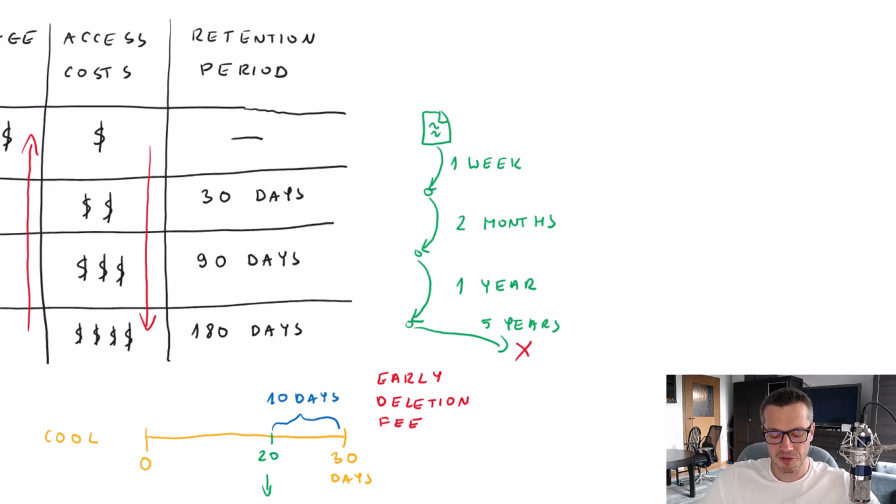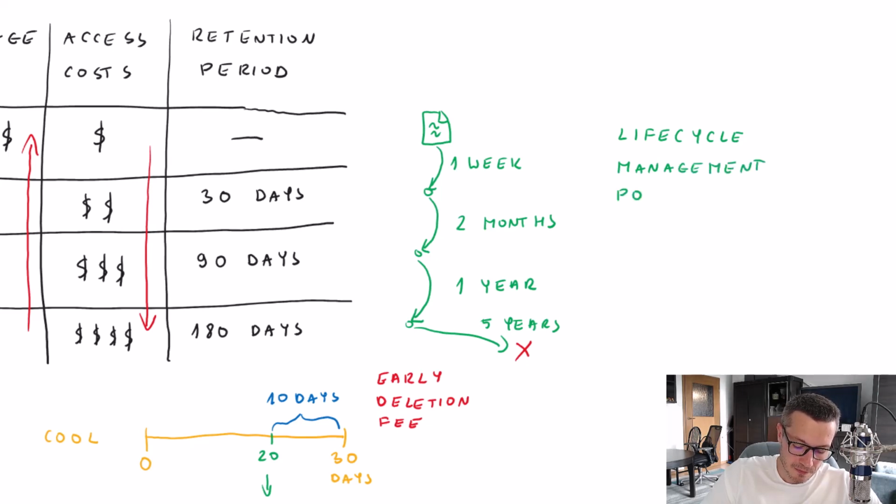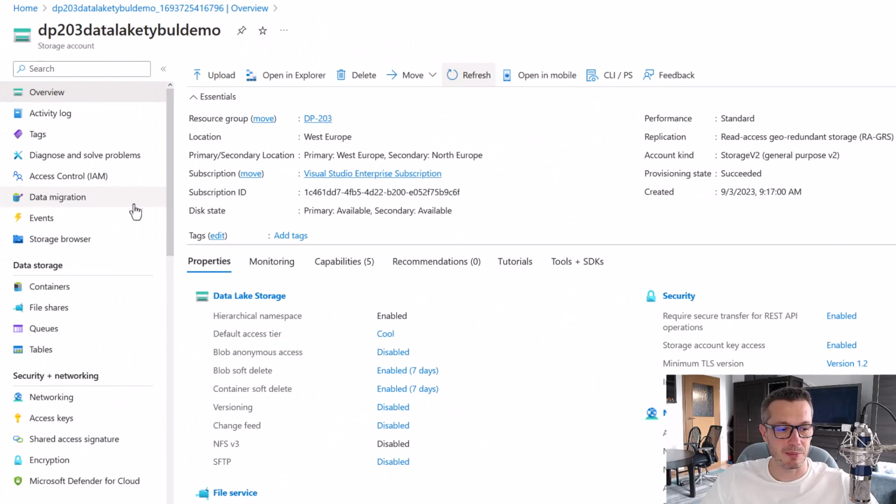And now, moving all those files manually, it's a bad idea. Fortunately, Microsoft created this cool thing called Lifecycle Management Policies that can do it automatically. So it is called Lifecycle Management Policy. And it is used to move files through various access tiers in an automatic way. And let me show you how it can be implemented.